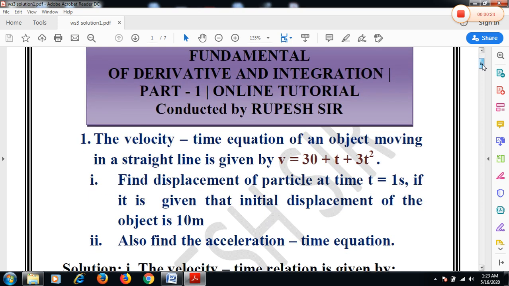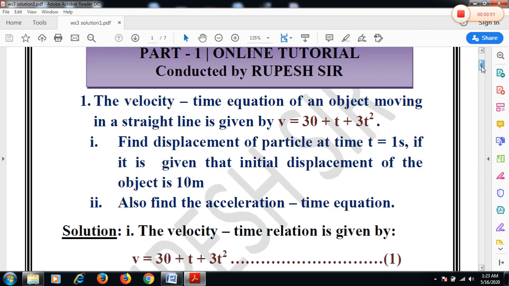First problem: the velocity-time equation of an object moving in a straight line is given by v equals 30 plus t plus 3t square. Find the displacement of the particle at time t equals 1 second, given that the initial displacement of the object is 10 meter. Also find the acceleration-time equation. Let us move to the solution.